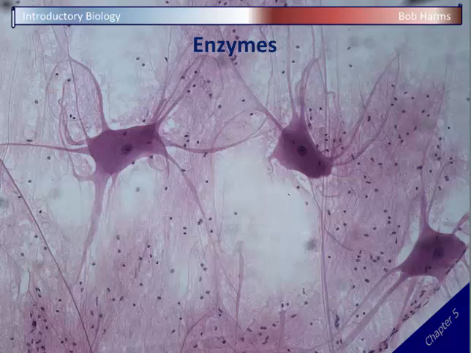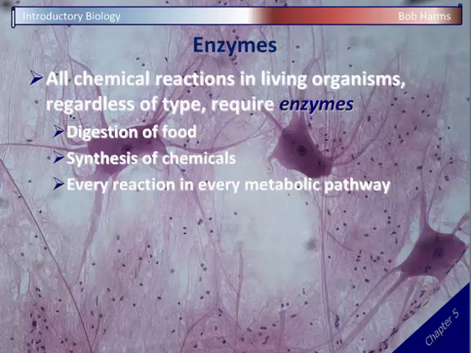In addition to ATP and energy, another really important factor about your cell's metabolism are enzymes. And enzymes are proteins that are going to speed up chemical reactions. And all chemical reactions in living things, it doesn't matter whether it's endergonic or exergonic, it doesn't matter what living cell we're looking at, all chemical reactions require enzymes. Enzymes can digest your food, they can actually build chemicals. And again, any pathway, every reaction is going to require its own enzymes.